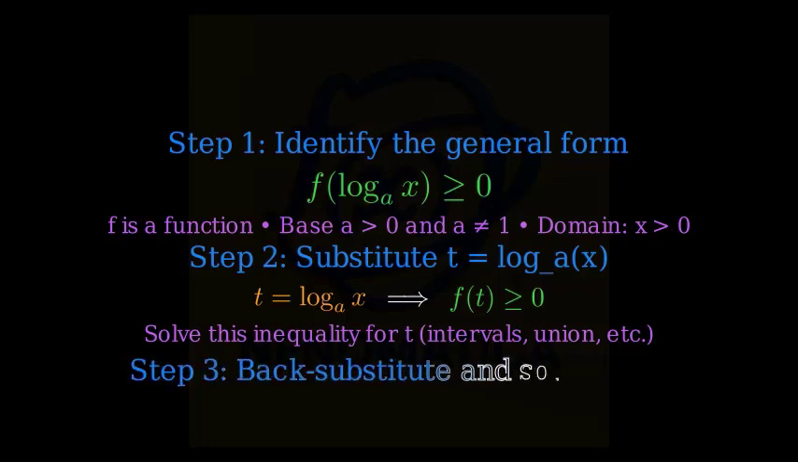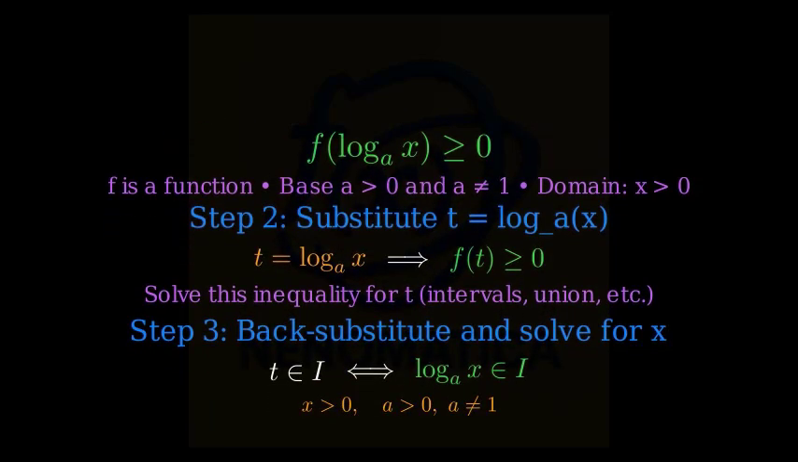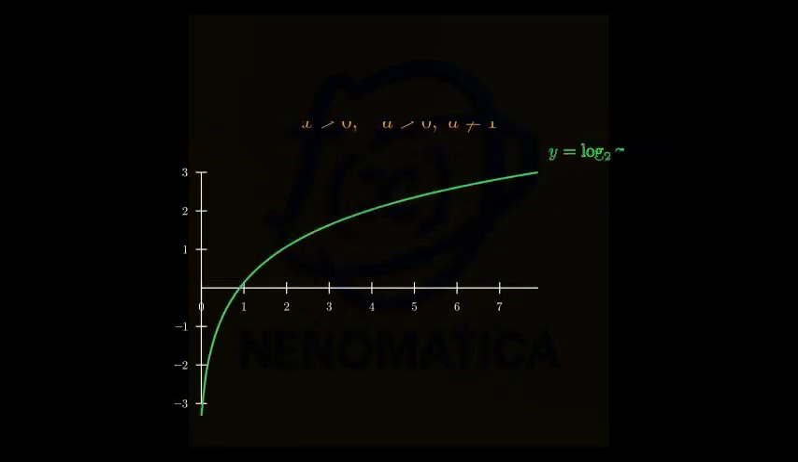Step 3. Translate your solution for t back to x. If the solution set for t is an interval or a union of intervals, then log base a of x must lie in that set. Finally, convert each statement about log base a of x to a statement about x using exponentials and the domain x greater than 0. For intuition, here is the graph of y equals log base 2 of x. It is monotone increasing, which means inequalities in t correspond directly to inequalities in x without flipping signs after exponentiating.